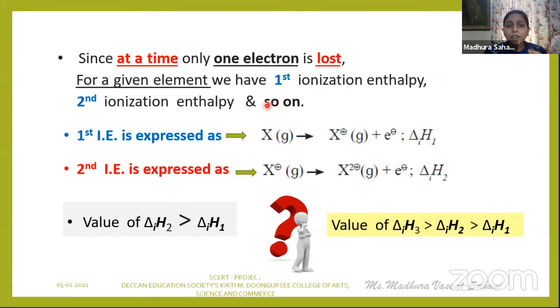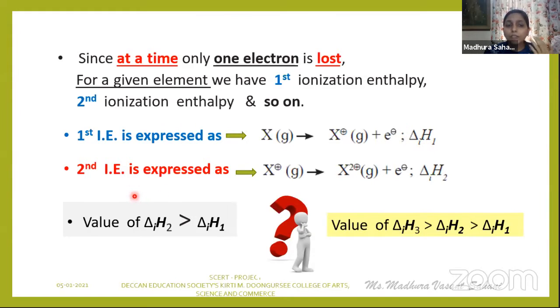Now, let us study how to express those ionization enthalpies. See, the first ionization enthalpy is expressed as follows. This is your neutral atom, X, which is in the gaseous state. When it shows the loss of one electron, it results in the formation of a positively charged species, that is, a cation. So we can represent this ionization enthalpy as delta IH1.